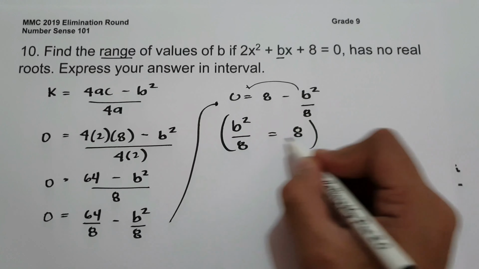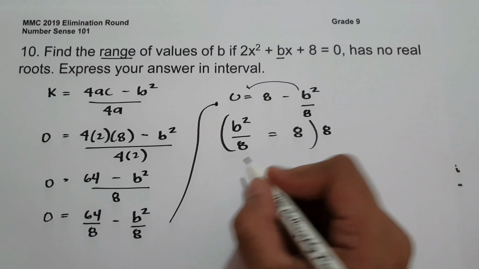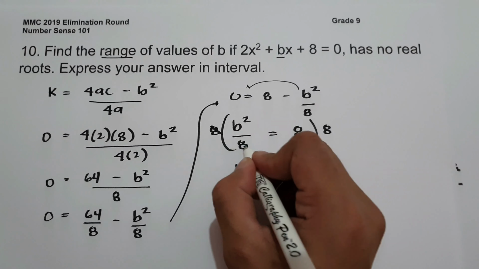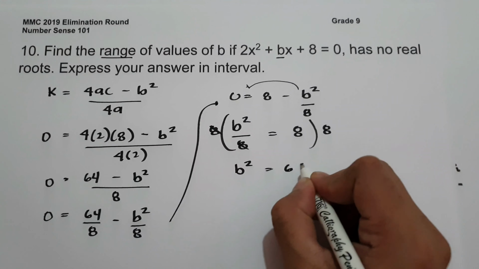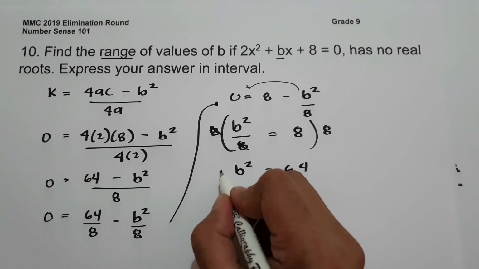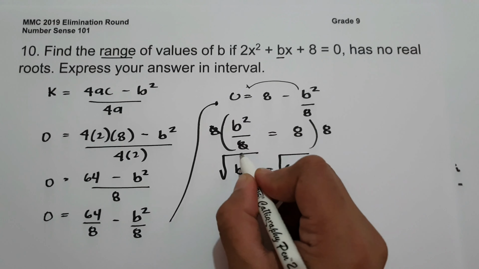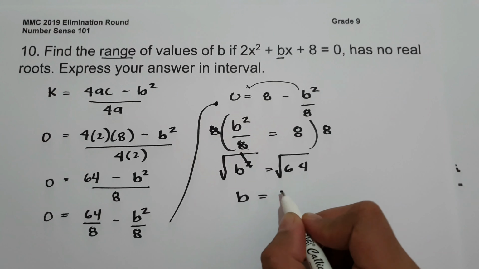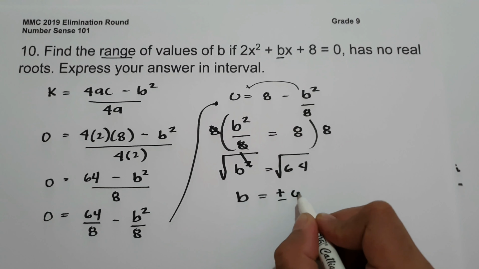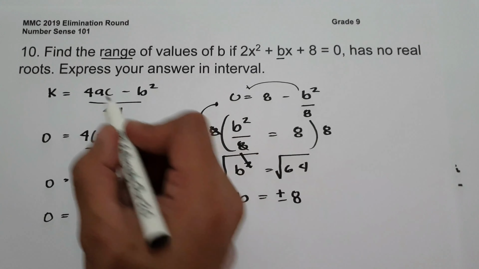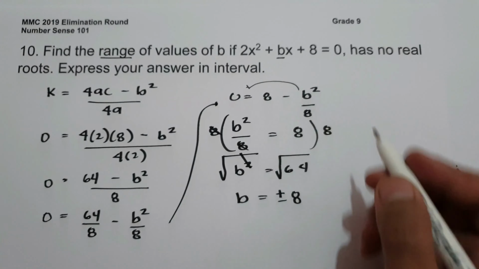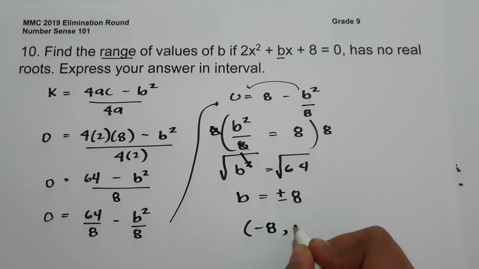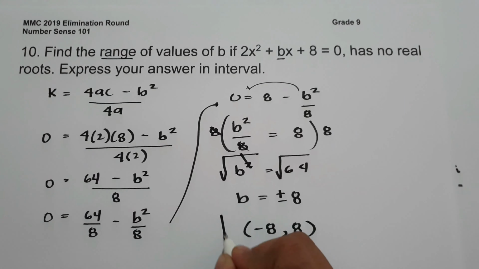And then let us multiply the whole equation by 8. So b squared, let us cancel this one. And then 8 times 8 is 64. And then to find the value of b, so let us cancel this one. So b is square root of 64, that is positive and negative 8. Since we are going to express our answer in interval, our answer will be negative 8 and 8. So this will be our answer.